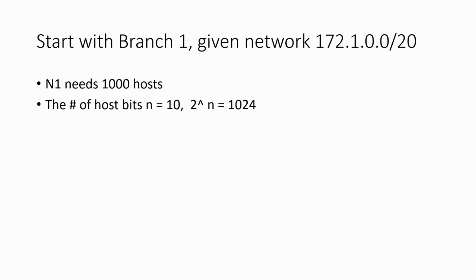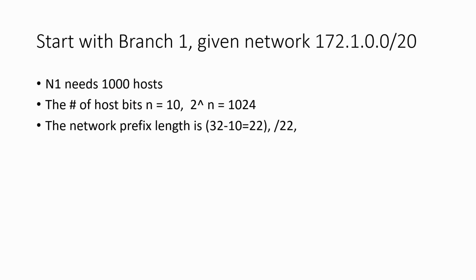Based on the number of hosts, we need to determine the number of host bits we need to accommodate 1,000 hosts. So use the 2 to the power of the number of host bits. We know we need 10 host bits, because 2 to the power of 10 give us 1024 IPs. That is just more than enough to cover 1,000 hosts. That is the best fit.